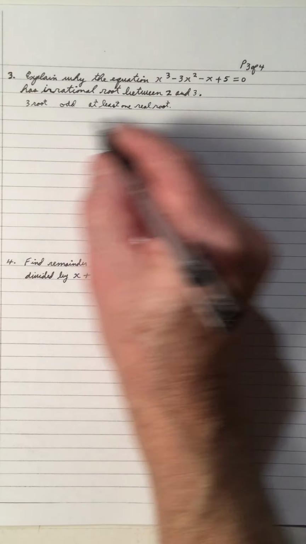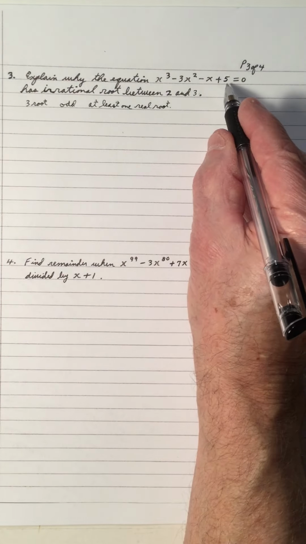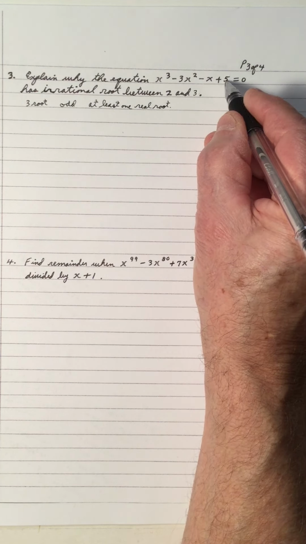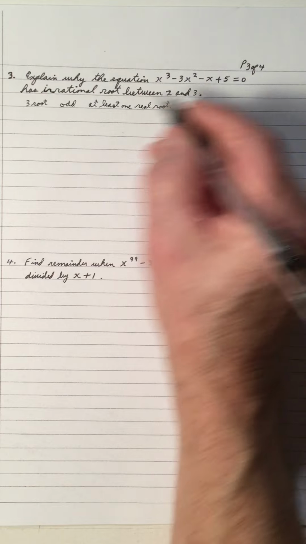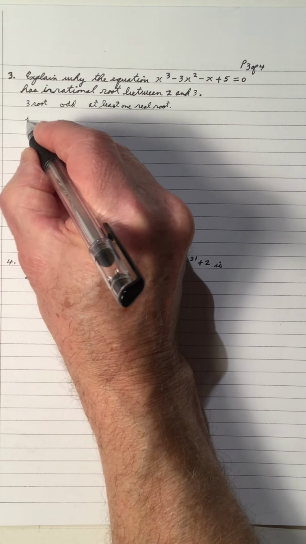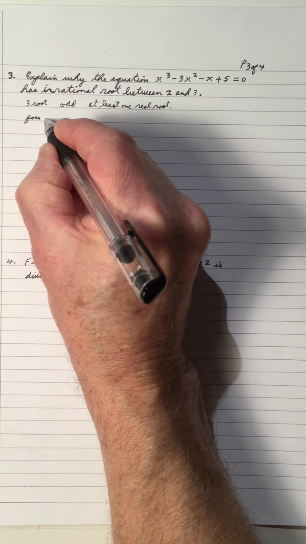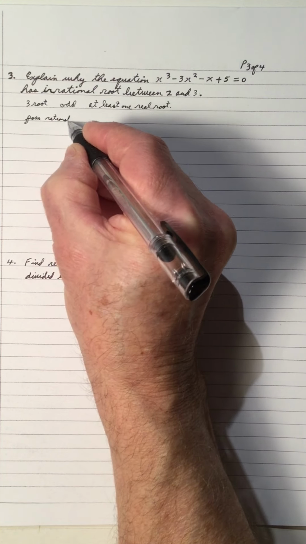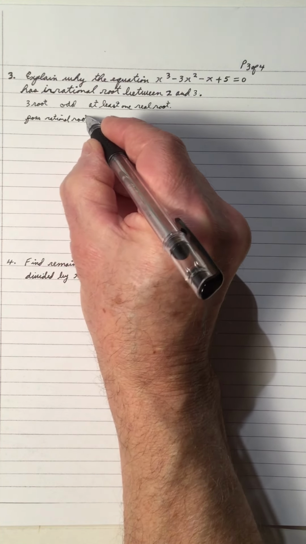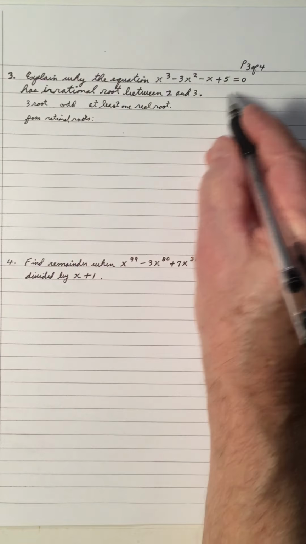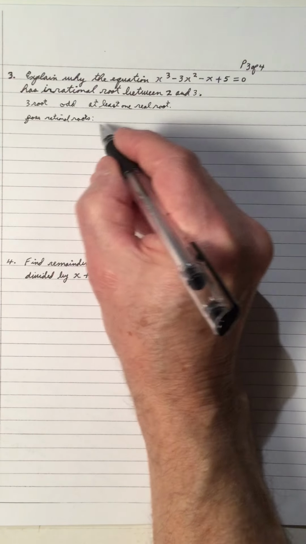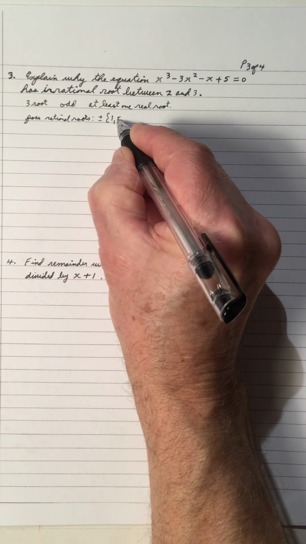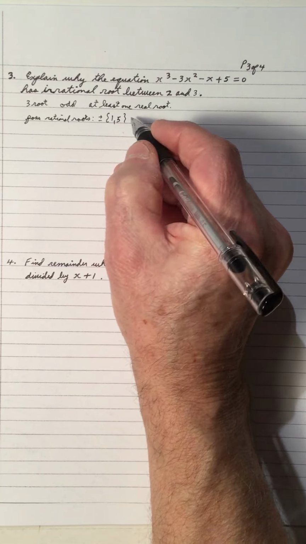So notice that this is a 1 and this is 5. So P is 5 and Q is 1. So the possible rational roots are the factors of 5 divided by 1. So the possible rational roots are plus minus 1 and 5.